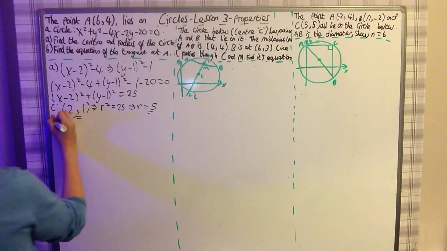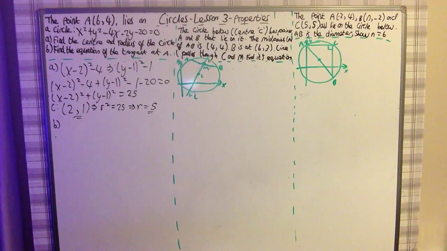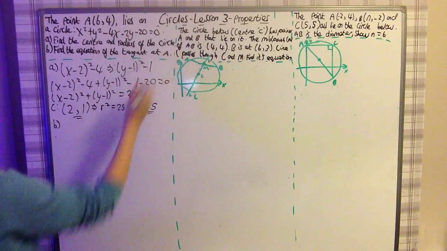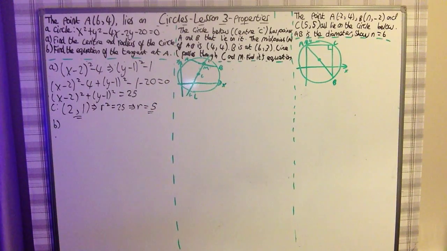We've answered part A, and that could be worth 2 or 3 marks, possibly even 4 for the fact we're rearranging this. And part B says find the equation of the tangent at A. So there's a few things we need to identify. The first thing is the word tangent. So what does this mean?